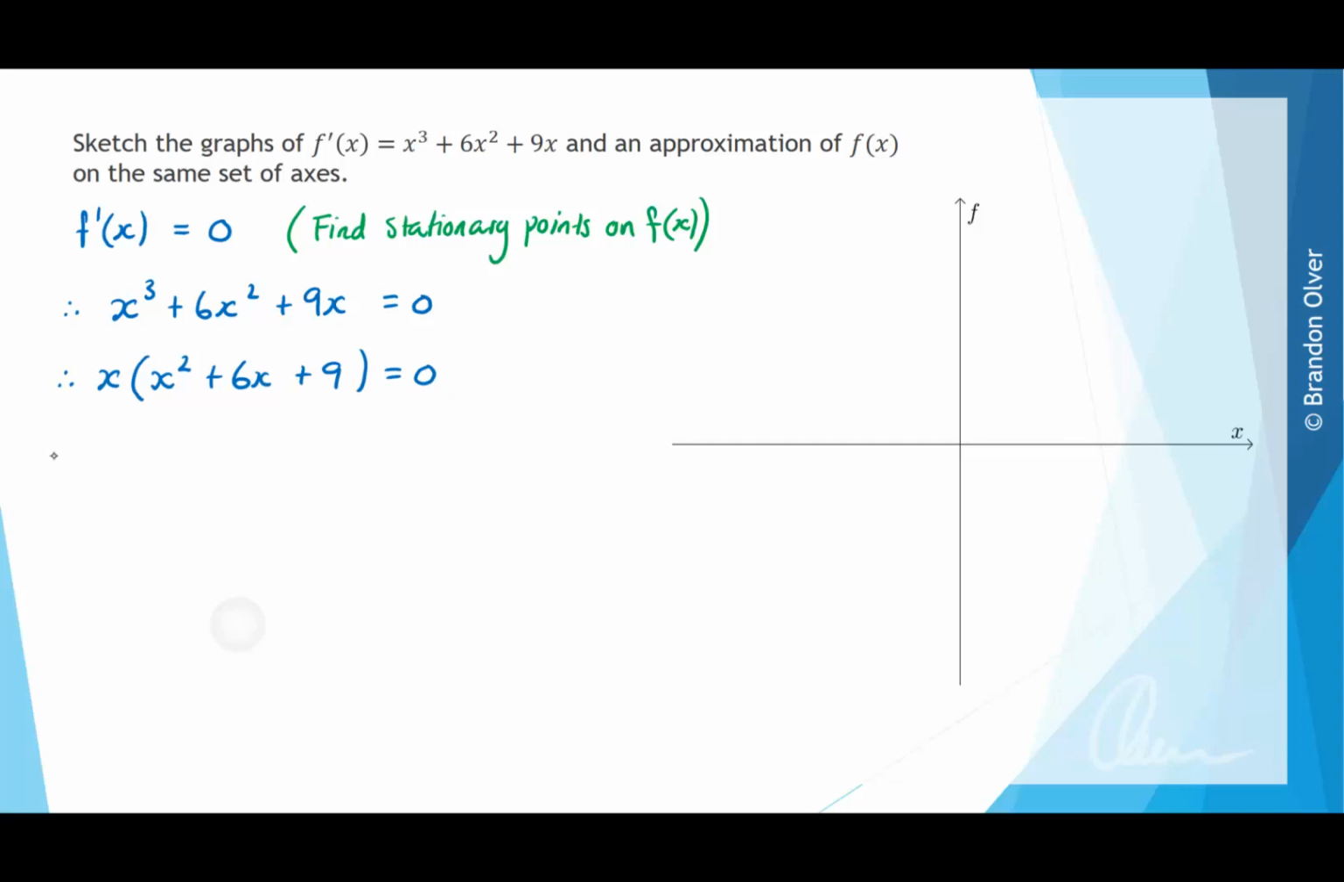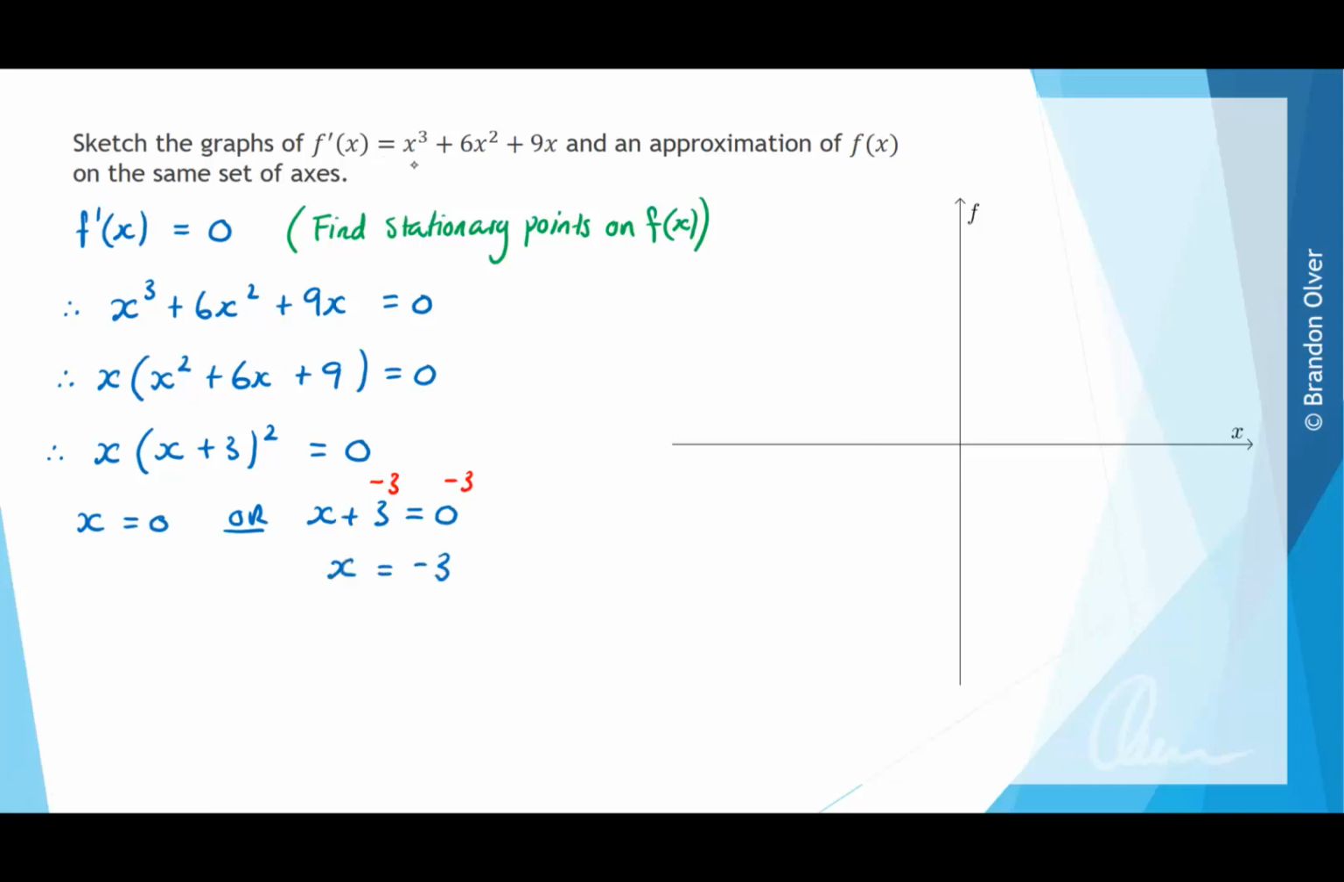equal to 0. And now if you inspect that trinomial, you find that the factors of 9 that add up to 6 are positive 3 and positive 3, meaning it's a perfect square, (x + 3)², and that still equals 0. So using the null factor law, we find that x could equal 0, or x + 3 could equal 0. Subtracting 3 from both sides of this equation gives x = -3.